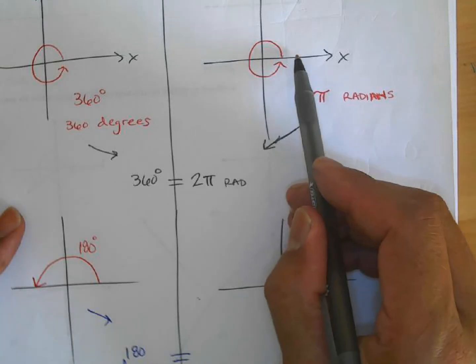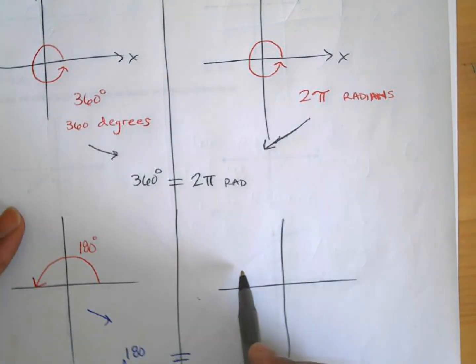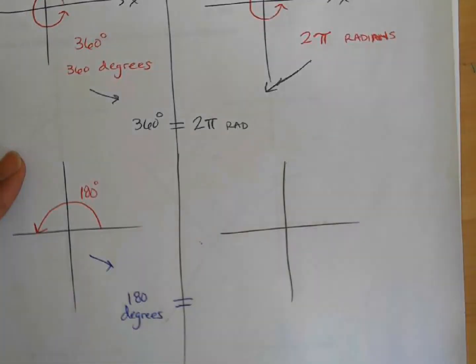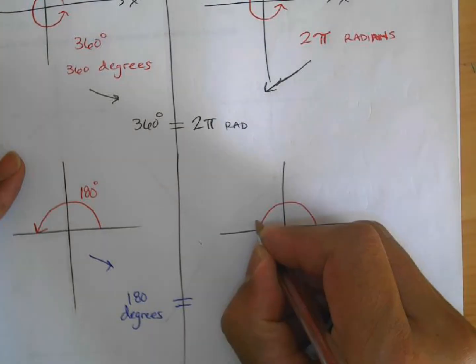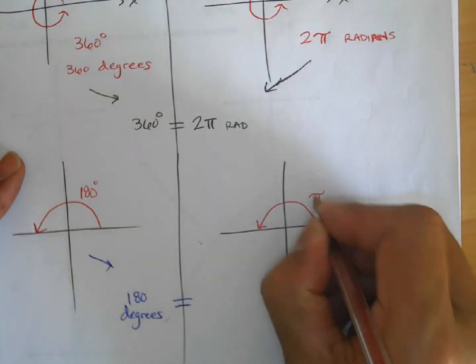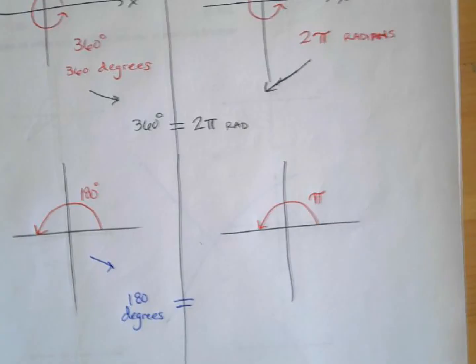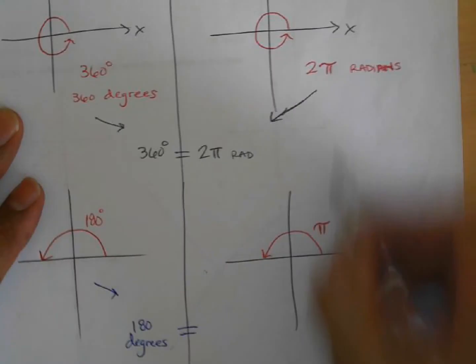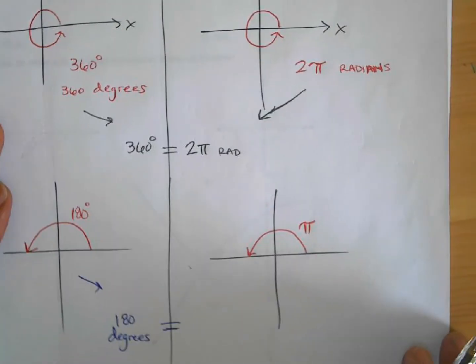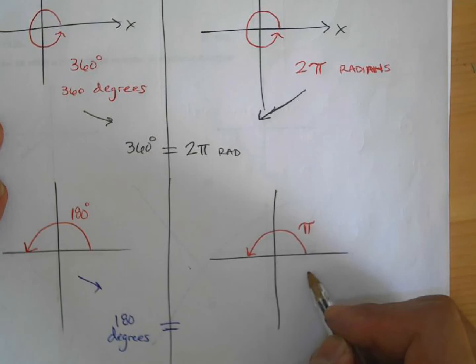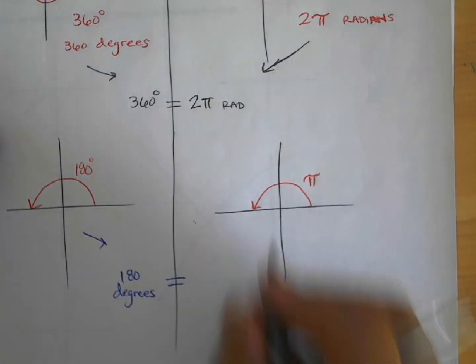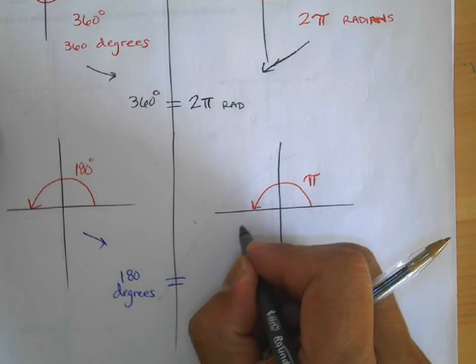If a complete rotation here is 2 pi, how much is just half of it? Well, half of 2 pi is 1 pi, right? Pi. Half of it is pi, and if I go another half, it's 2 pi. It's easy. Half of 2 pi is pi. Half of 360 is 180. So 180 degrees is equal to 1 pi radian, or just pi. People just say pi.